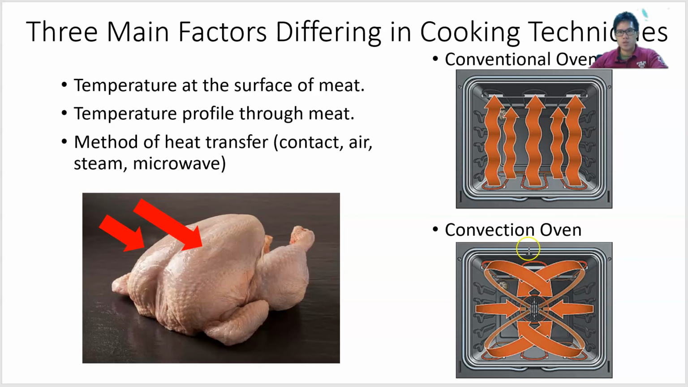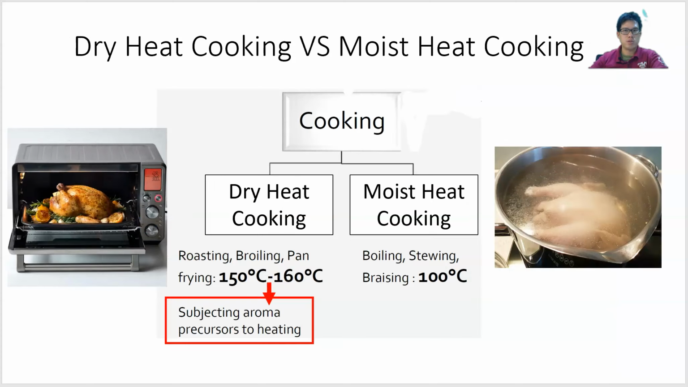Looking at this as well, you can see that the conventional oven that doesn't use a fan works through radiant heat, whereas the convection oven has airflow that pushes the heat throughout the oven and onto the meat here. Later I will show you some examples as well.